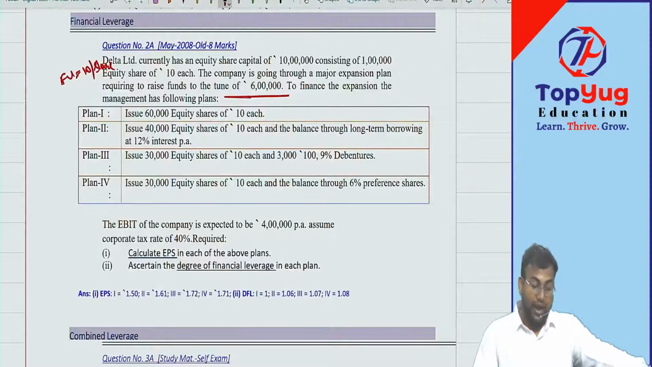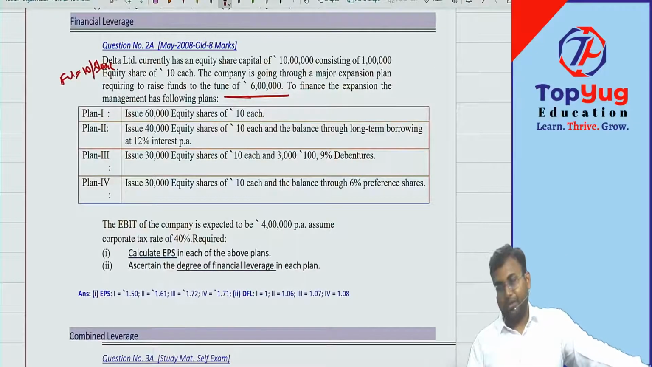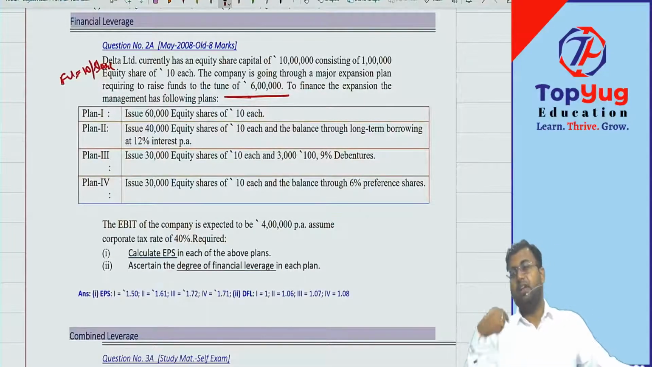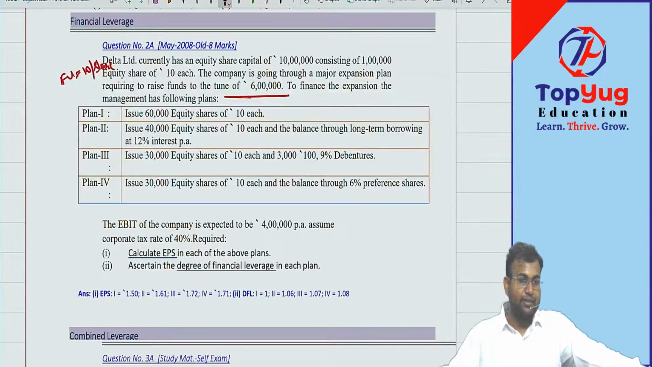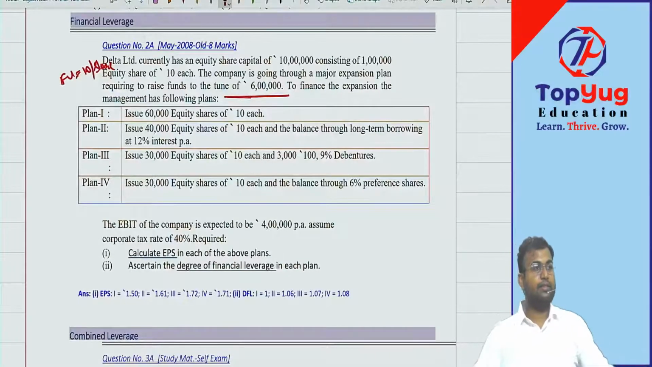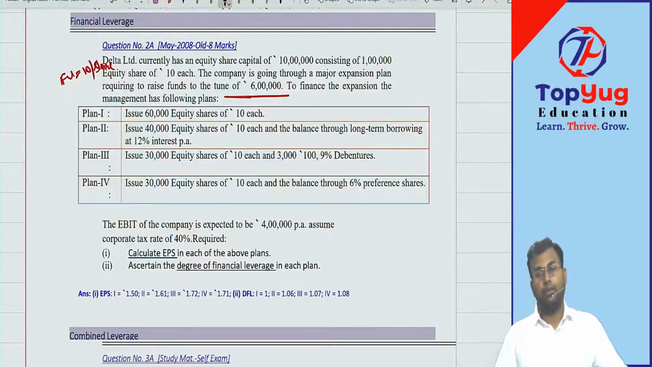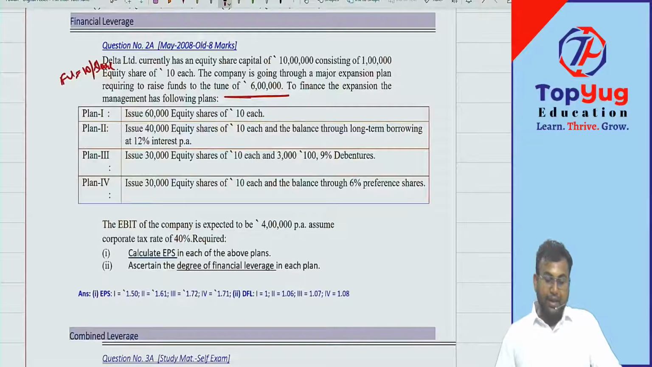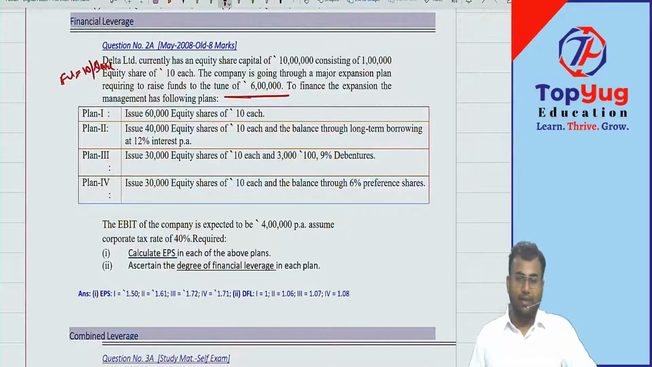issue debentures at 9%. Now a simple question should spark in your mind: is there a relevance between plan 2 and plan 3? This is not part of your answer, just to improve your understanding. What is the relevance here? Yes, the interest rate is going down from 12 to 9. Why? In plan 2, can you see long term borrowing at 12%? That means he would have taken it from a single lender, maybe a banker.